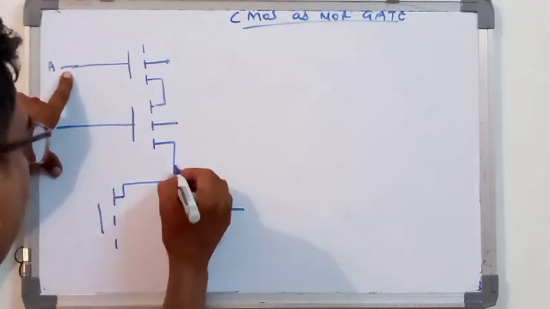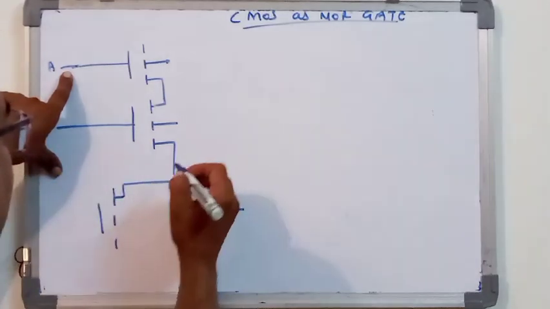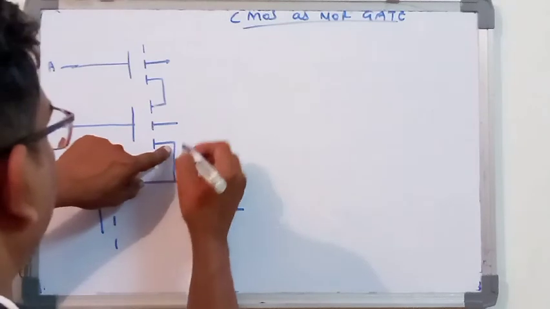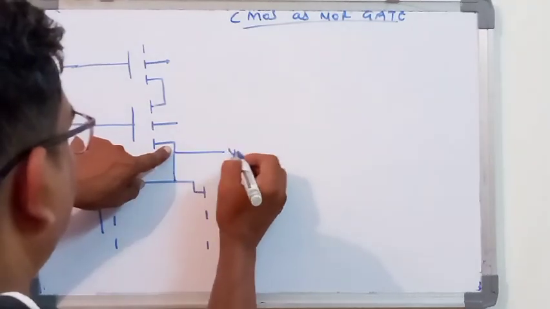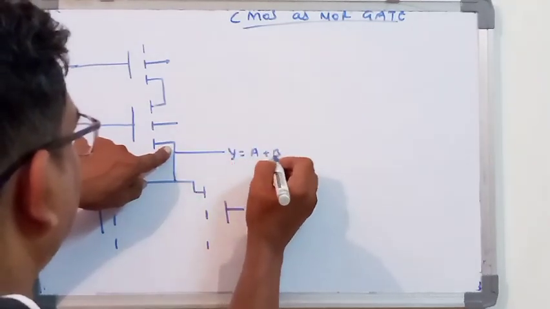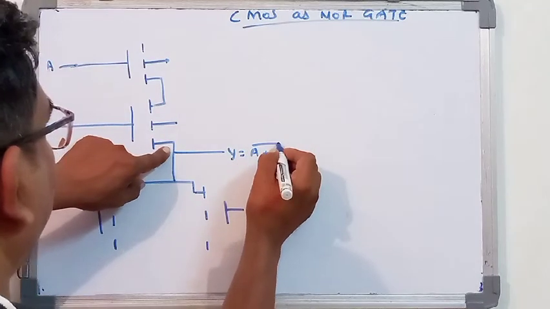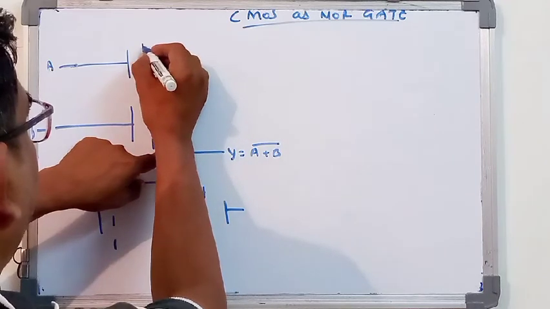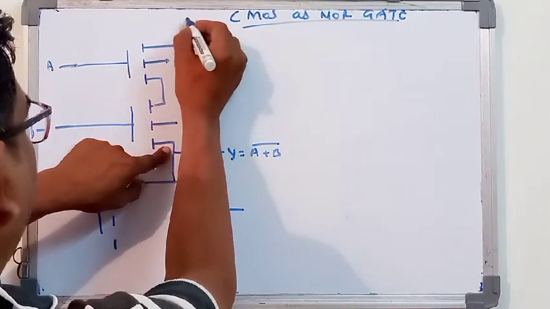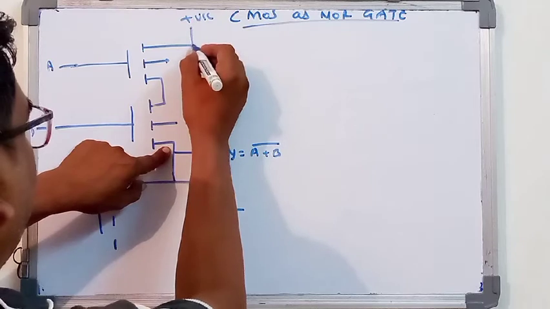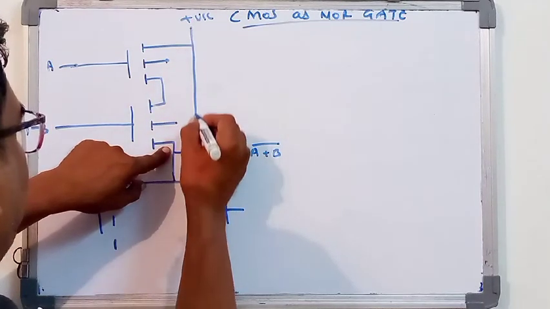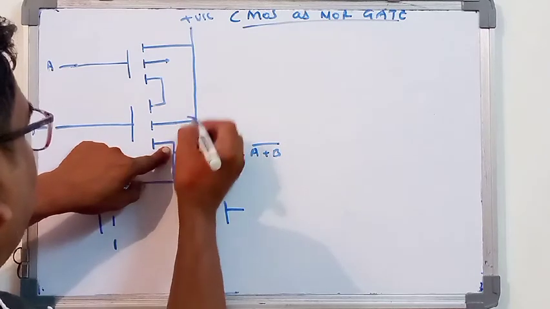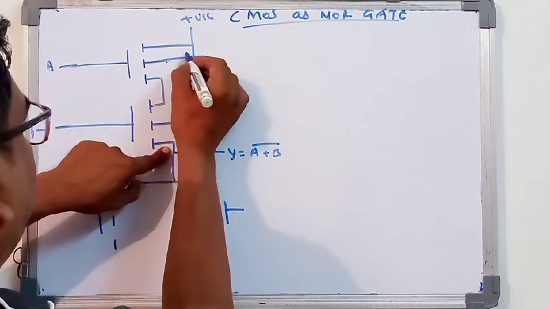Here the drain is connected to the output like this. Okay students, now the output will be obtained. So here y is equal to a plus b whole bar. This output is connected with this source terminal, that is plus VCC, and it is connected like this with a load.